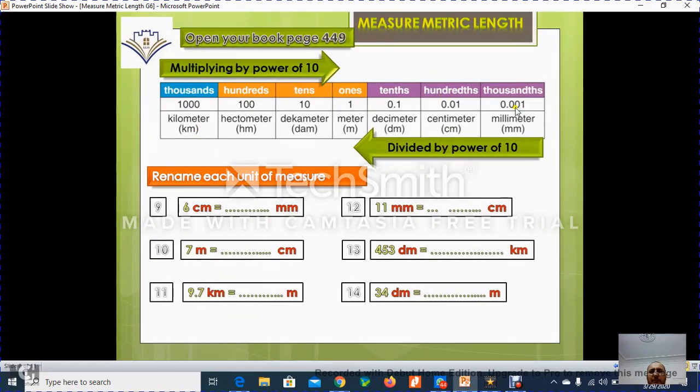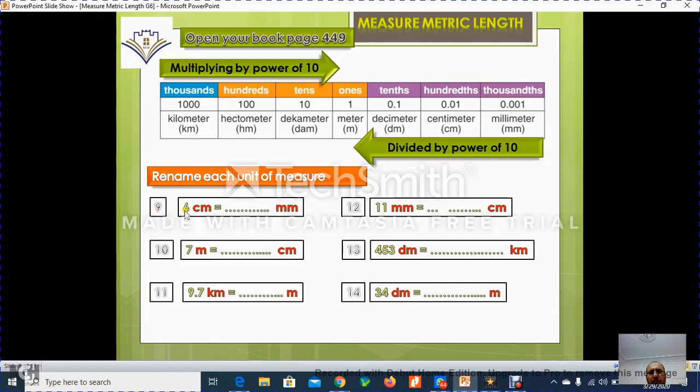This table again. Here is multiply by 10. Here is dividing by 10. From large to small, multiply by 10. From a smaller unit to a larger unit, divide by 10. Rename each unit of measure.